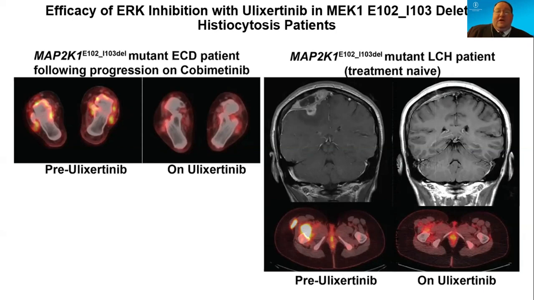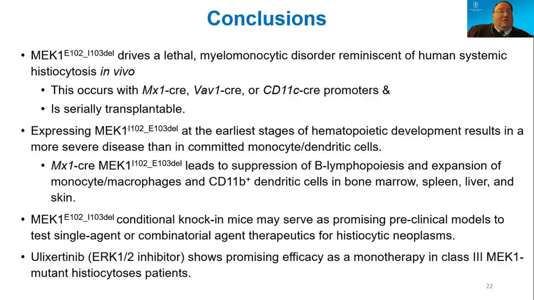So ulixertinib has, at least in these few anecdotal cases, very promising efficacy in class 3 MEK1 mutant patients such as MAP2K1 E1203. So in conclusion, MEK1 E1203 deletion drives a lethal myelomonocytic disorder reminiscent of human histiocytosis in vivo.